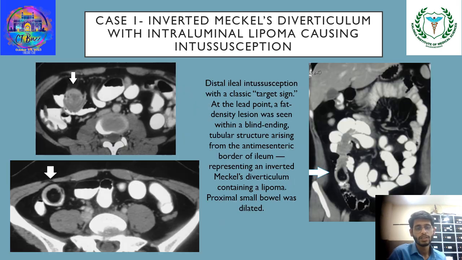So these are the CT pictures. The distal ileal intussusception with the classic target sign seen. At the lead point, a fat density lesion was seen with a blind ending tubular structure arising from the antimesenteric border of ileum, representing an inverted Meckel's diverticulum containing a lipoma. Here, proximal small bowel was dilated.